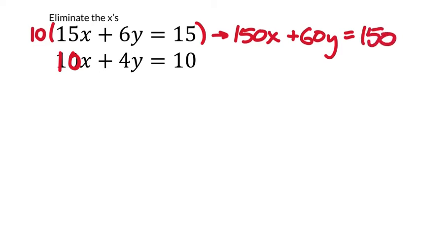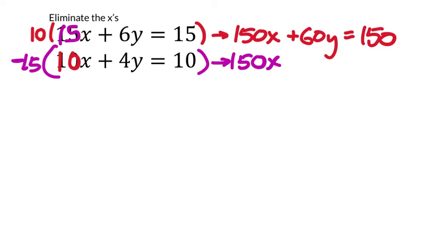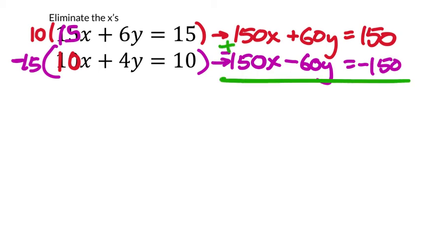And then on the second equation, I'll multiply by the other coefficient of 15. So 15 groups of 10x's will transform that into 150x's. In fact, at this point, I see that they match, so I'm going to make that negative 15 instead. So instead of a positive 150x, it's a negative 150x. And then negative 15 groups of 4y's would be negative 60y's, which now equals negative 15 times 10, which is negative 150.